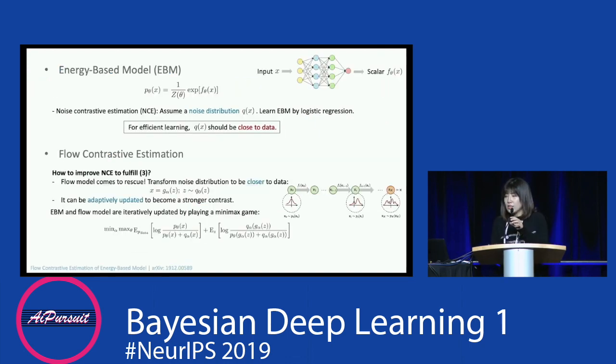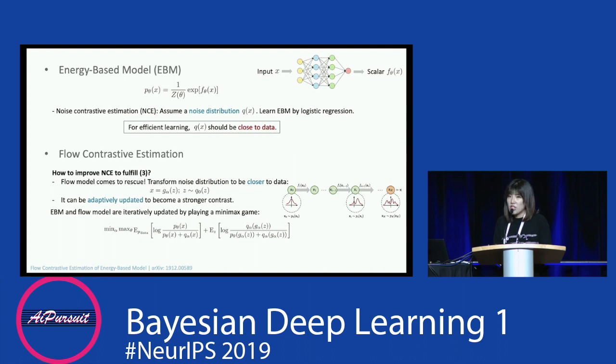A deep EBM is in the form of a Gibbs distribution where F is a neural network. Using noise contrastive estimation, we can turn the learning of EBM into a logistic regression problem by introducing another noise distribution Q. For efficient learning, Q should be close to the data distribution, which is usually not true for high-dimensional data. So we propose to transform the noise distribution by a flow model, which is usually also adaptively updated to become a stronger contrast.